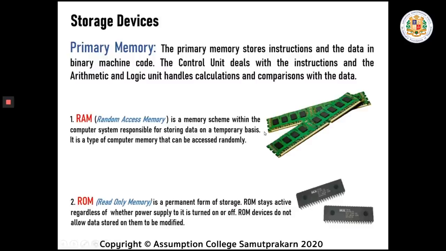So meaning, this memory can be deleted once you turn off your computer. So once you turn off your computer, everything in this memory will erase. So example, when you open an application, it will go in this memory to store it. But once you close your computer, the application will also be closed. So it is a type of computer memory that can be accessed randomly.